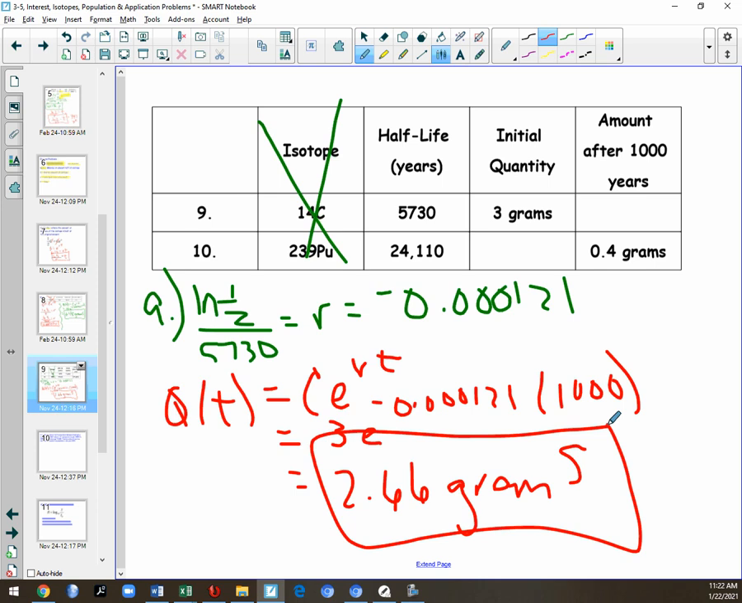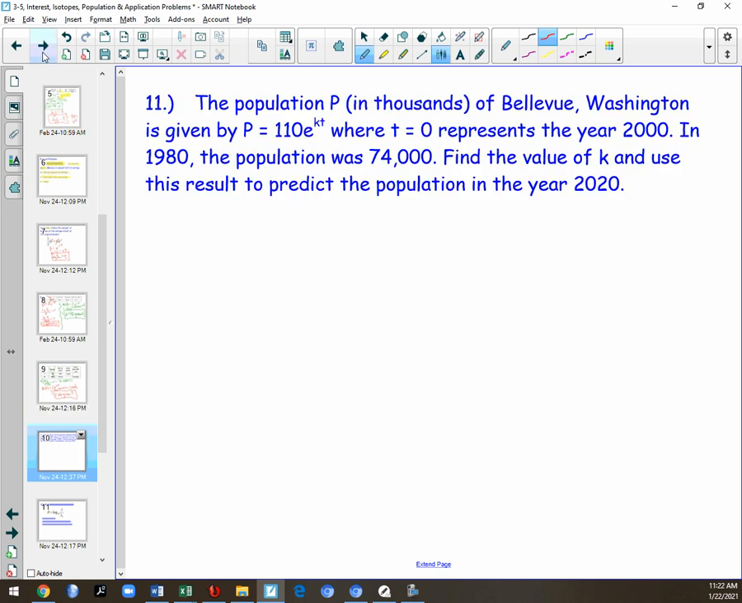Now that brings us to the next part, and this is population prediction. This is actually number 11 on your homework. The population P in thousands of Bellevue, Washington is given by P equals 110 e to the KT, where T equals 0 represents the year 2000. So super important: T equals 0 represents 2000. It says in 1980, the population was 74,000. Find the value of K and use the result to predict the population in 2020.